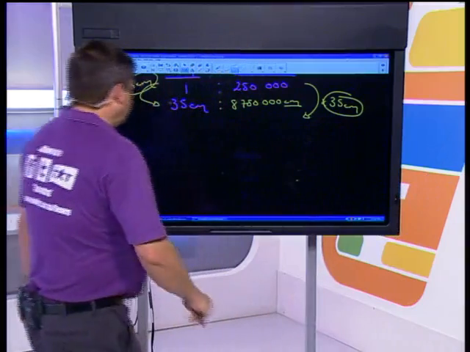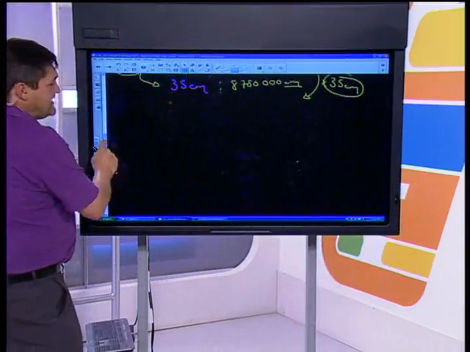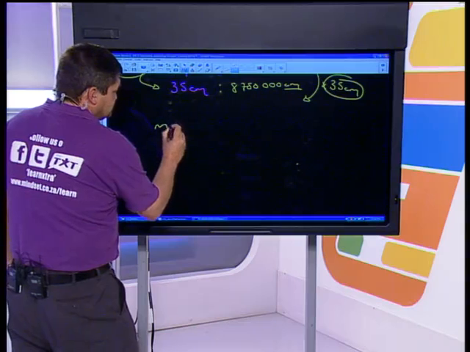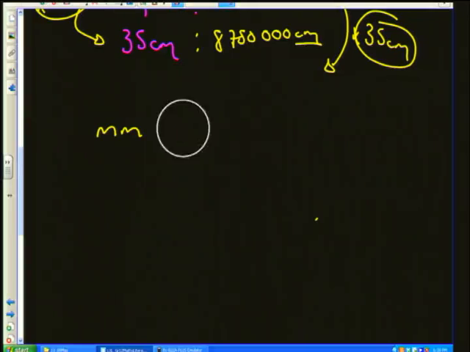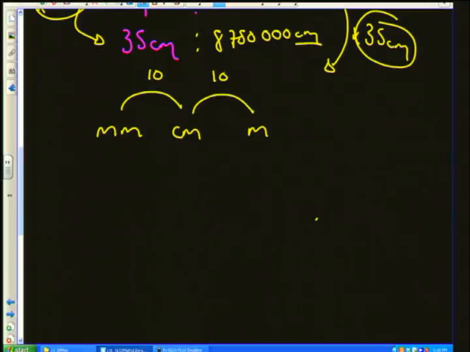And another way to remember it is this: from millimeters to centimeters is a jump of 10. From centimeters to meters is a jump of 100. And from meters to kilometers is a jump of 1,000. Okay, so you can see it's getting bigger, bigger, and bigger.